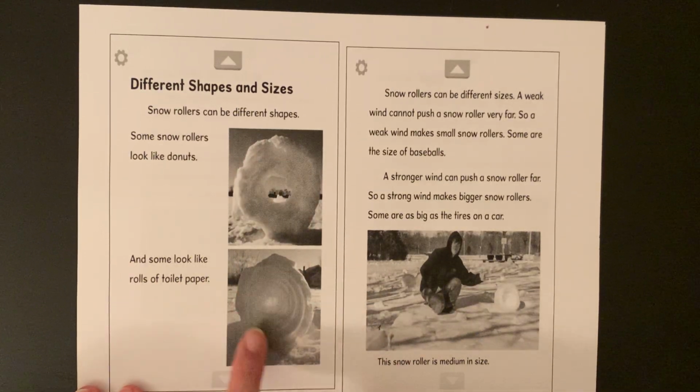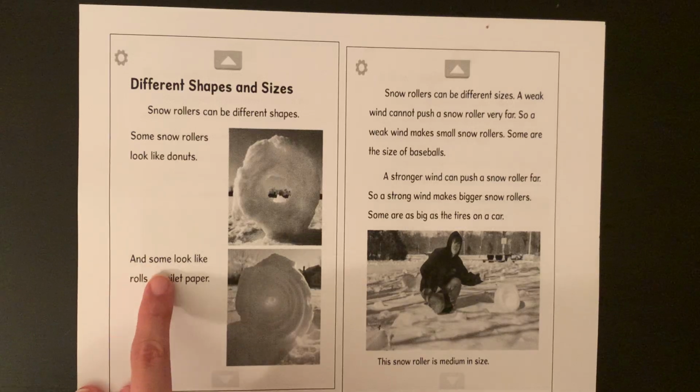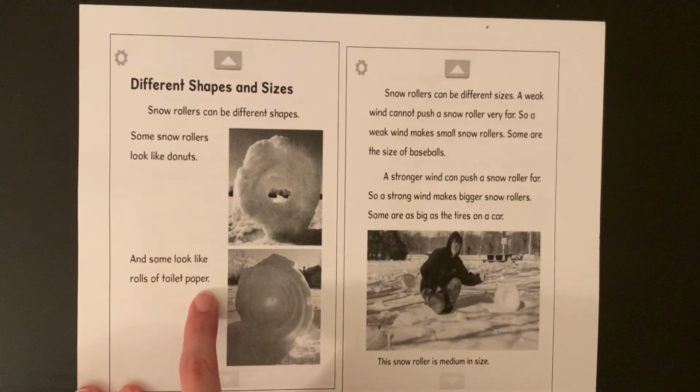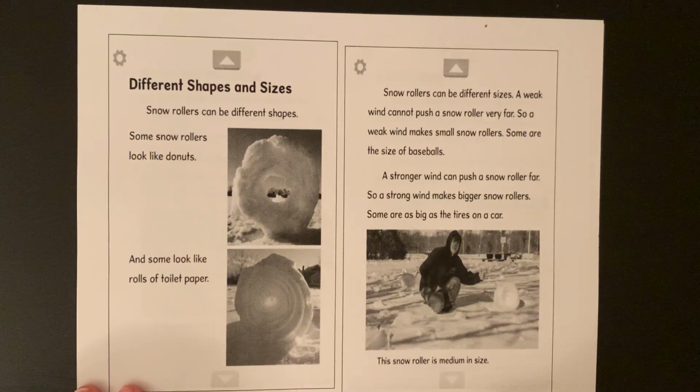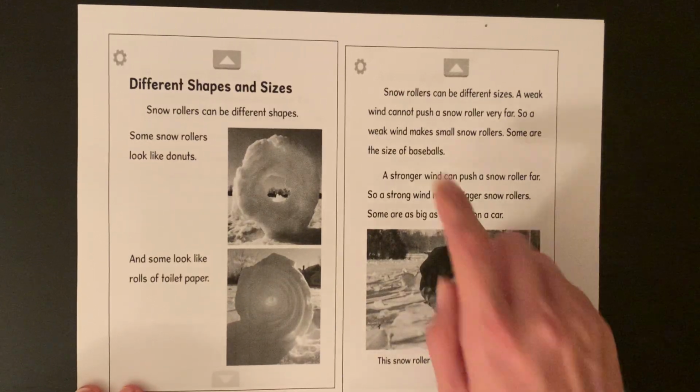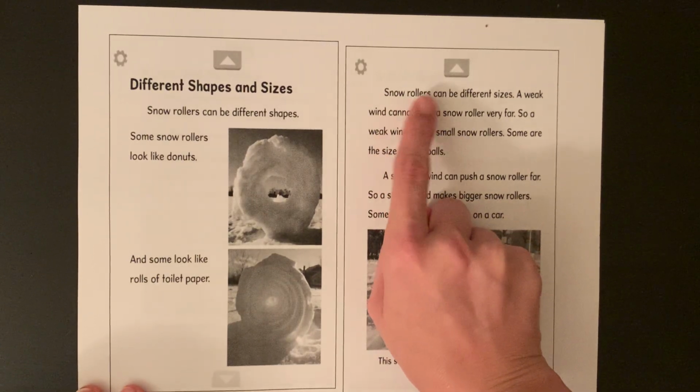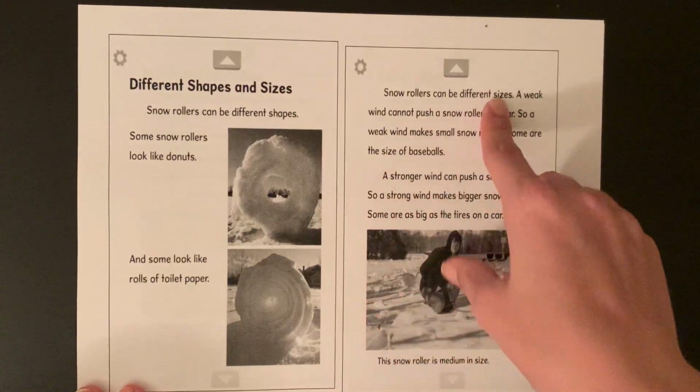This one is showing us a different shape. And some look like rolls of toilet paper. That's kind of silly. See how it spirals all the way into the inside like it's a rolled up piece of paper there? Let's see what else. Snow rollers can be different sizes.